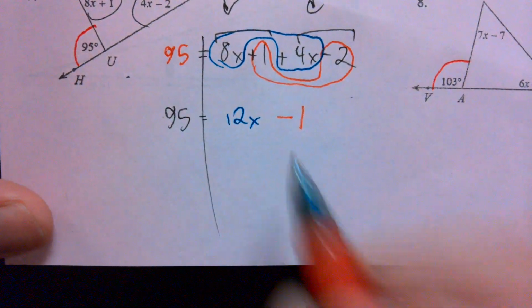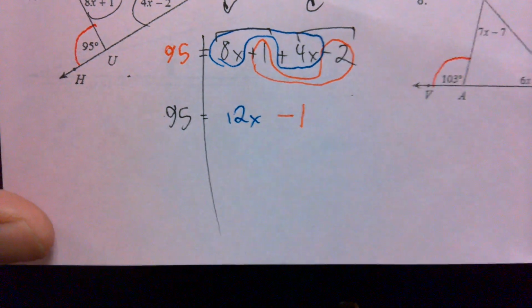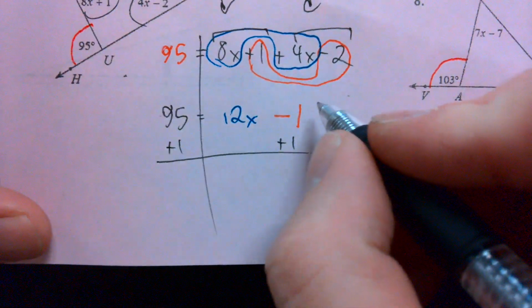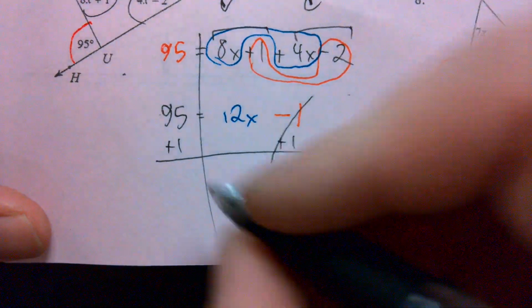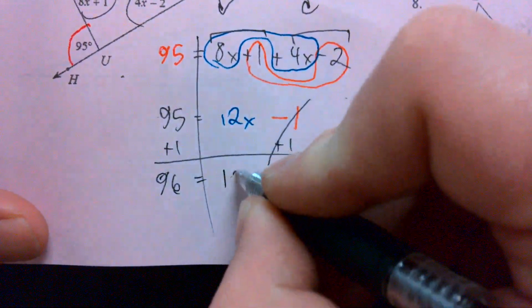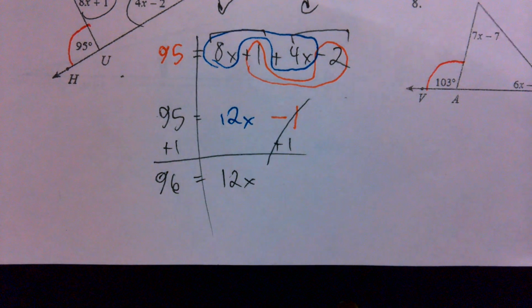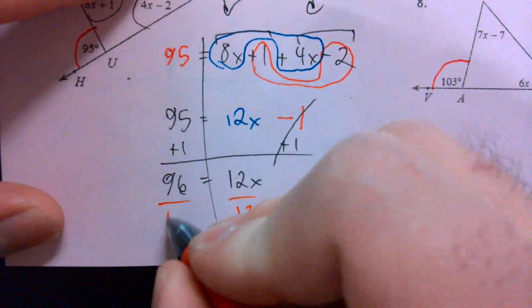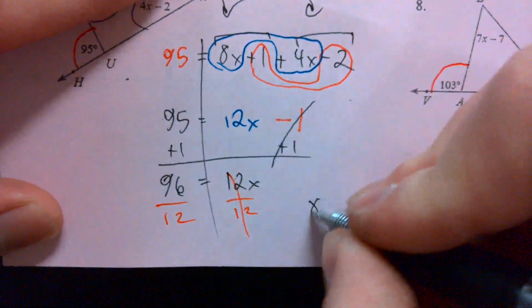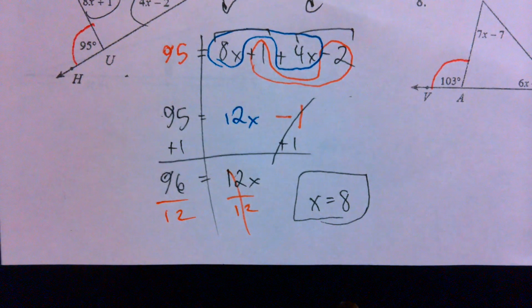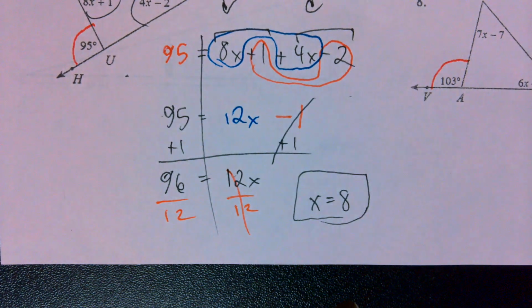What can I now do with this negative 1? Add it to both sides. That'll cancel these ones out, giving me 96 equals 12x, leaving me with one final step to do, which is what? Divide by 12. How many times does 12 go into 96? 8 times. Okay, so there's my x.